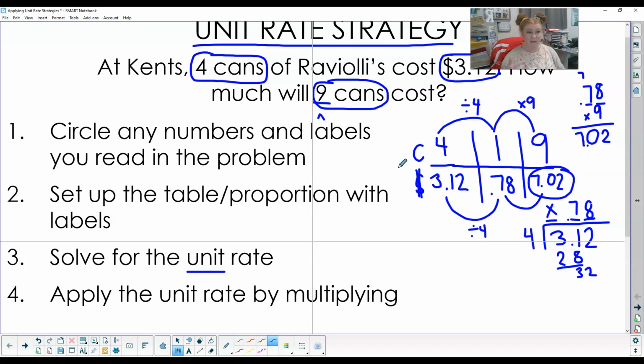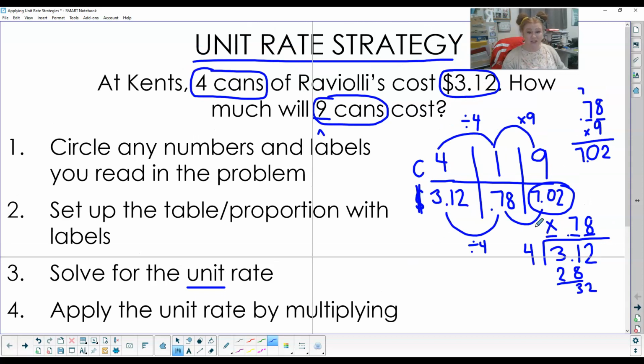If you don't have that label, it can be very confusing when you're done. Like, what does this actually mean? So these labels help us understand the problem. They're very important. Easy, but very important. So I set up my basic table here, 4 to 3.12. Then I want to get the unit rate. Then I apply the unit rate. So I should be able to see this table as you are completing your work for the unit rate strategy. So make sure you have all of this work shown so you can see an example of what the table should look like. So if you like this strategy, you will know how to use it.